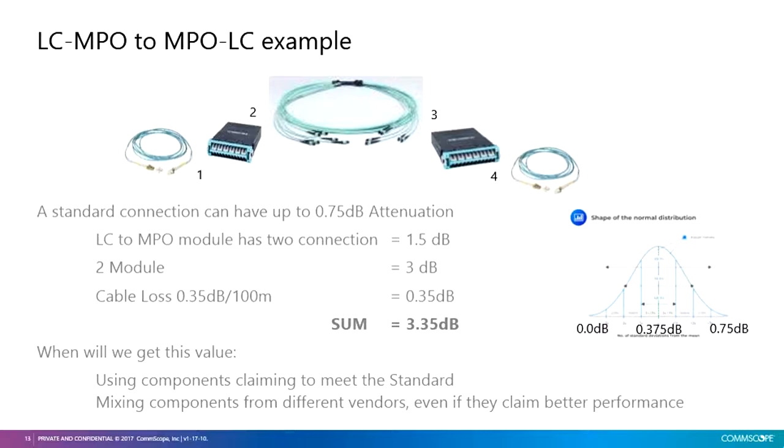The standard connection can have up to 0.75 dB attenuation. So if you compare, there are 2 LC modules over here, which is 1.5 dB. Then 2 module losses around 3 dB. Then we assume that cable losses around 100 meters, which is 0.35 dB. So we have total losses of 3.35 dB.